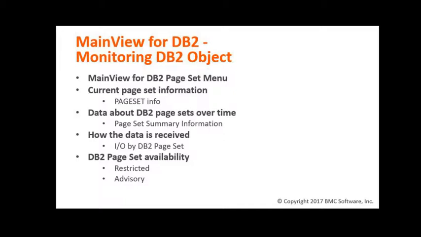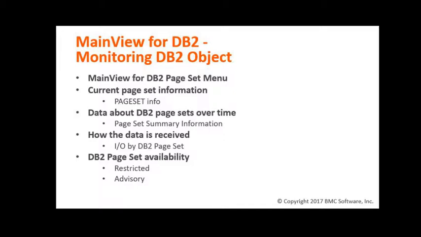MainView has a DB2 page set menu that is a starting point to the metrics. There are other hyperlinks within other menus or views that will get you to the page set views, but in this quick course we are going to start at the page set menu. Within the menu you will see information about page sets currently being used. Because of MainView's single system image, data can be shown for one or many DB2 subsystems, so you can see how your page sets are being accessed across a many-member data sharing group.